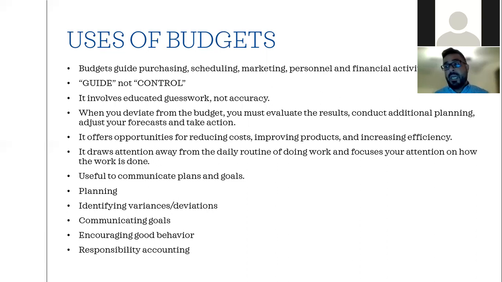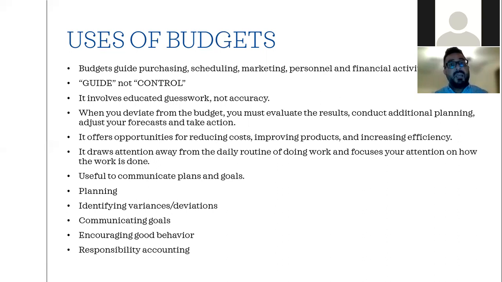So if we said, okay, we're going to do A, B, C, and at the end of the month we realize that we didn't do A, B, C, we did D, E, F, then we need to know why did we deviate? Why did we take the other path, right? So when you deviate from the budget, you must evaluate the result of that budget, conduct additional planning, and be flexible and adjust your forecast.